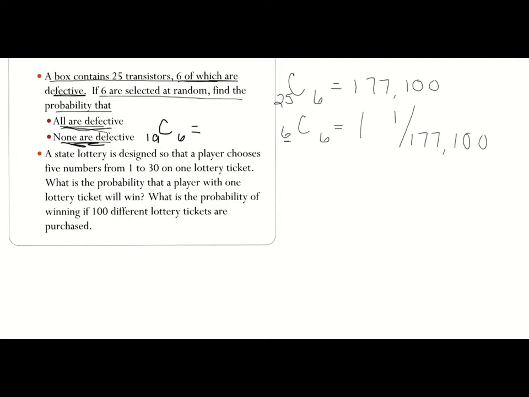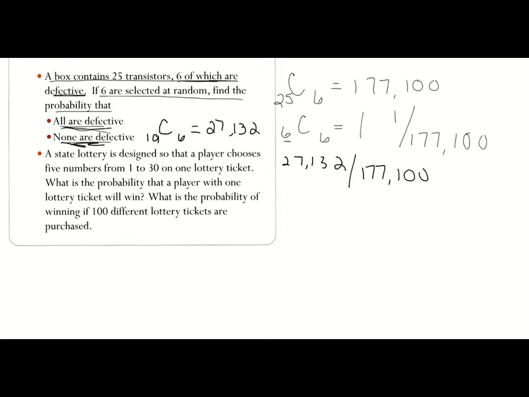So when I calculate that, I end up with 27,132. So my probability there will be 27,132 over 177,100. And those are pretty big fractions. Unless your MyMathLab asks you to, you don't have to simplify them. I would accept them like that.